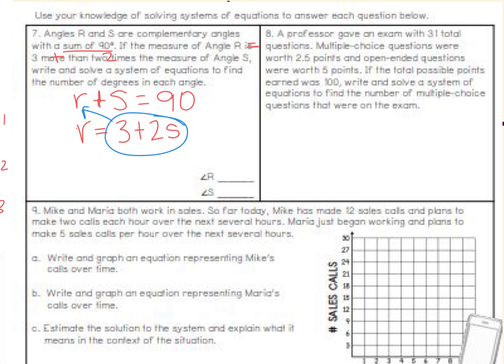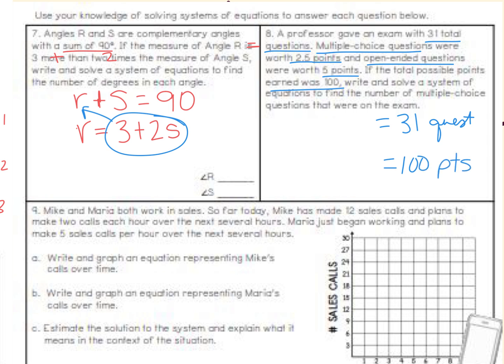What about number 8? Professor gave an exam with 31 total questions. So you know you have 31 questions. Multiple choice questions are 2.5 points, and open-ended questions are 5 points, for a total of 100 points. So I have a questions equation and I have a points equation. So what kind of questions do we have? Open-ended and multiple choice.